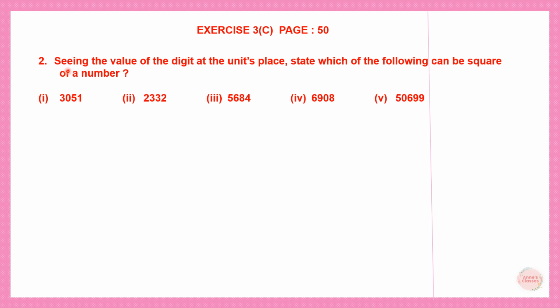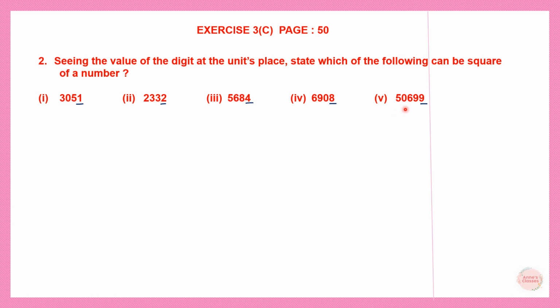Question 2. Seeing the value of the digit at the units place, state which of the following can be square of a number. Just by looking at the digit in the units place. So let's underline the digit in the units place. Here's 1, 2, 4, 8 and 9. Just by looking at the digit in the units place, we need to say which of the following can be the square of a number.